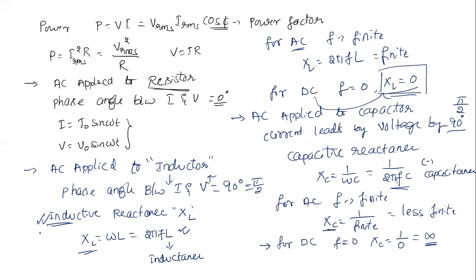The inductor is the reverse here. The inductor will block AC and allow DC. Because for AC, the inductor will give high resistance. For DC, the inductor will not have any resistance at all. Resistance becomes 0 for DC here. So 0 means it will allow. Here it is finite, it will try to block. Here it is infinite, it will block. Less finite means allow.